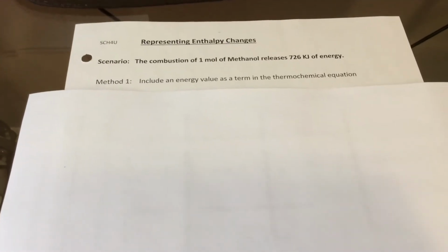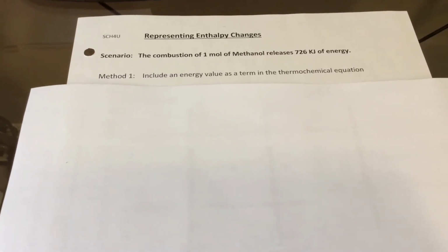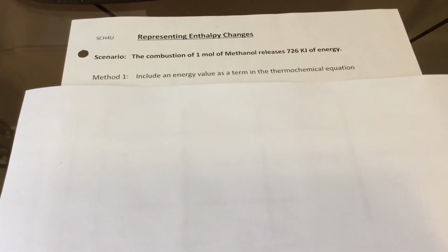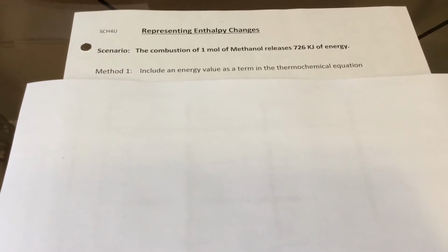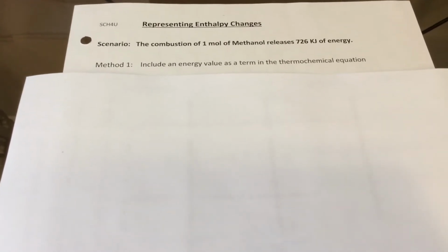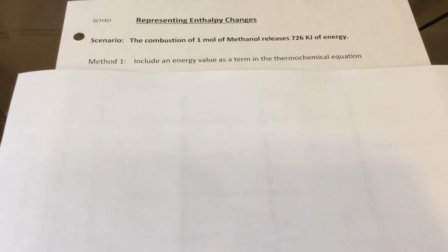There are 4 different ways that we can represent any chemical scenario. The first is to include an energy value as a term in the thermochemical equation. This means that the energy is going to be right in the equation as either a reactant or a product.